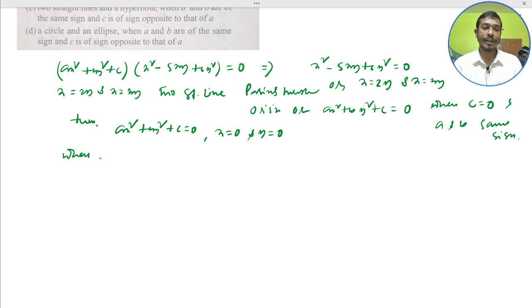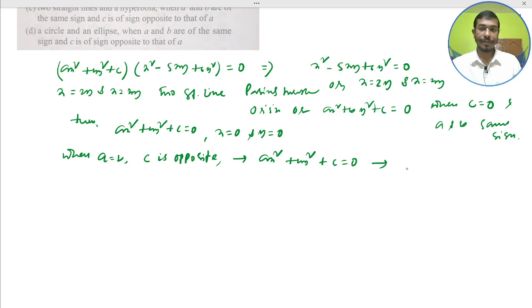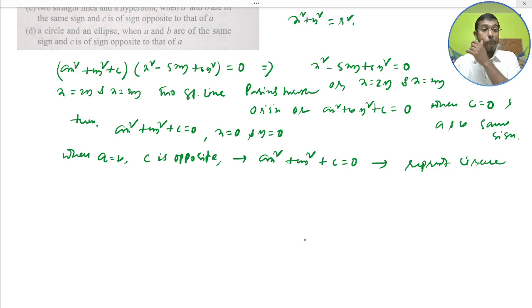So let us assume when a equal to b, c is of sign opposite to that, opposite sign, because a equal to b. That is, the x square plus by square plus c equal to 0 represents a circle. Circle general equation, x square plus y square equal to r square. That means quadratic nature of x and y.